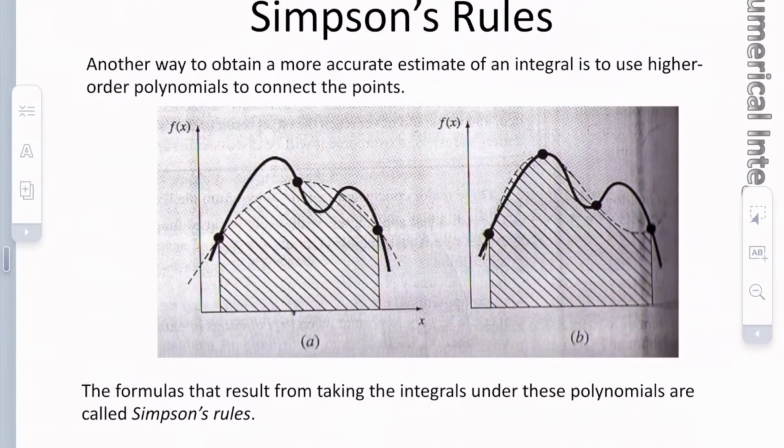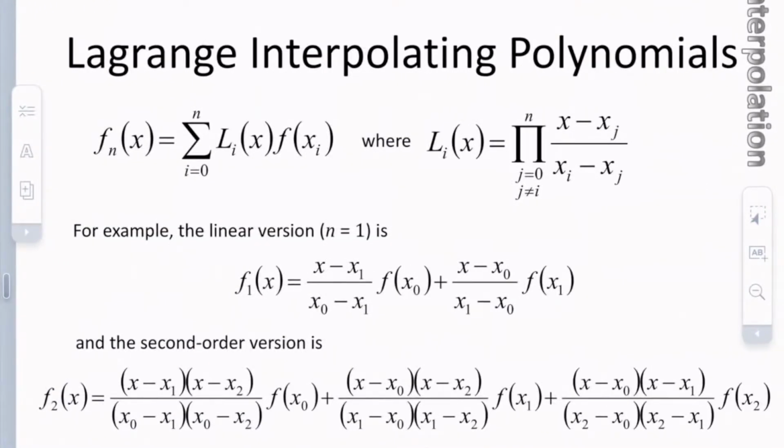Another way to obtain a more accurate estimate of an integral is to use higher order polynomial to connect the points. The formulas that result from taking the integrals from these polynomials are called Simpson's rules. To be able to use the Simpson's rules, we use the Lagrange interpolating polynomials.